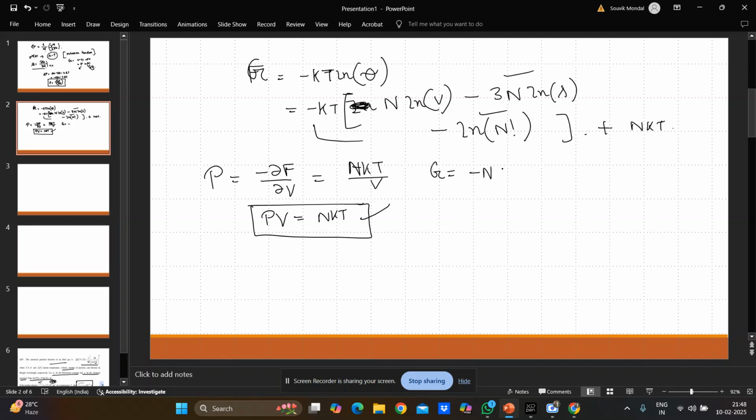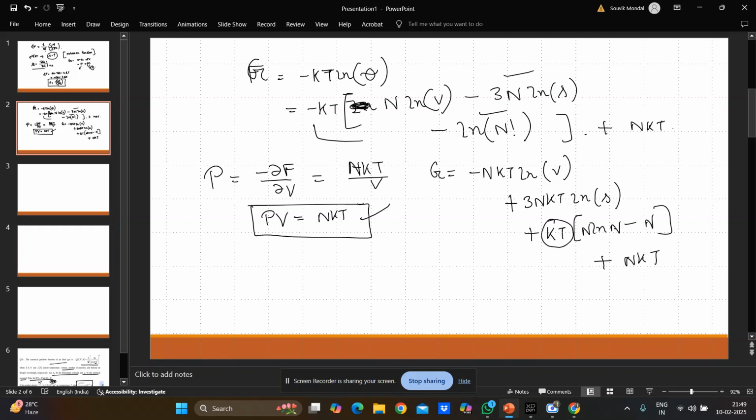So now let's see. The first term is NkT log V, the second term is 3NkT log lambda, and the third term is kT log N factorial, that is N log N minus N, plus NkT. So this is your G. Now if you look, there is a minus NkT here, so minus NkT plus NkT, this will get cancelled.